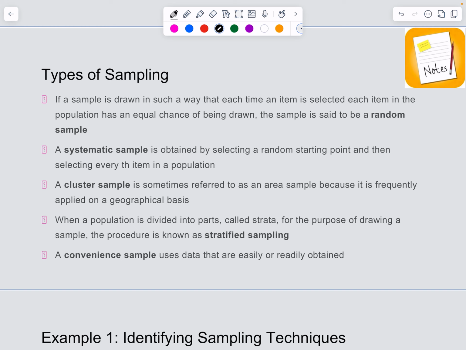And then there's the convenience sample, which is just really easy or ready to use. So maybe you're just gathering data on all the people in your class, and they're just right here. So you're just going to use it: convenience.